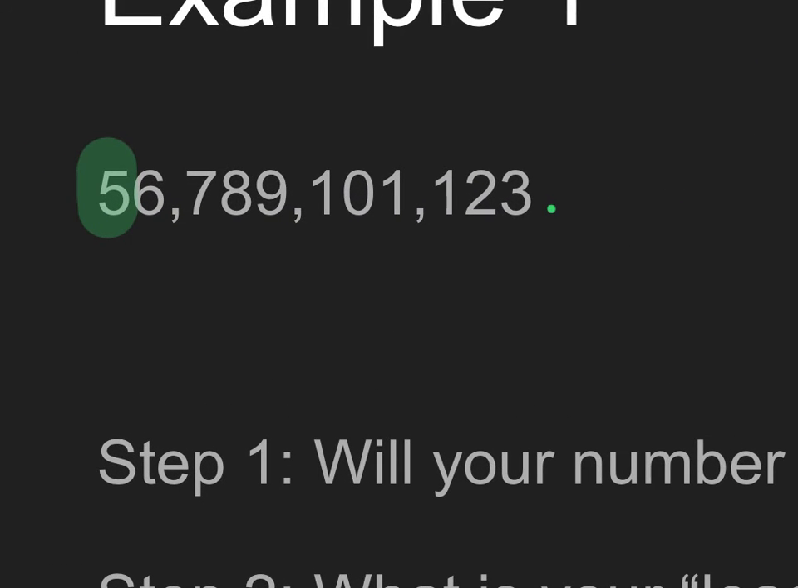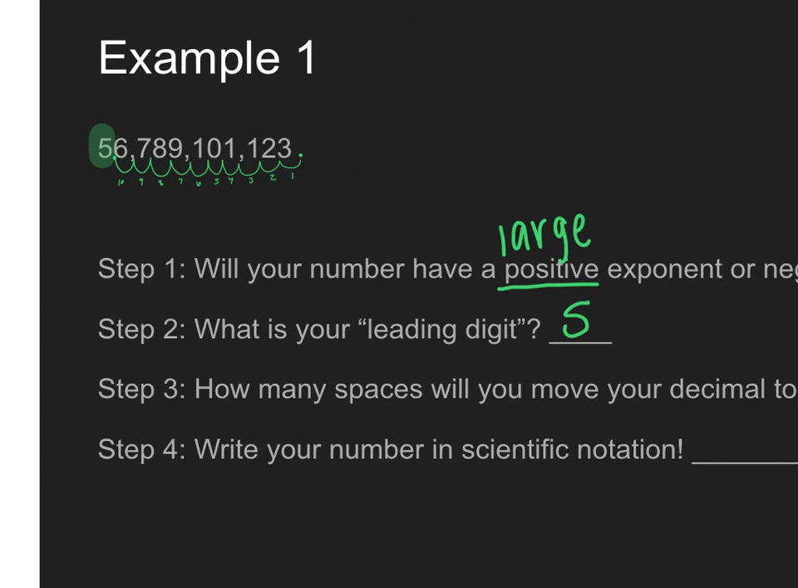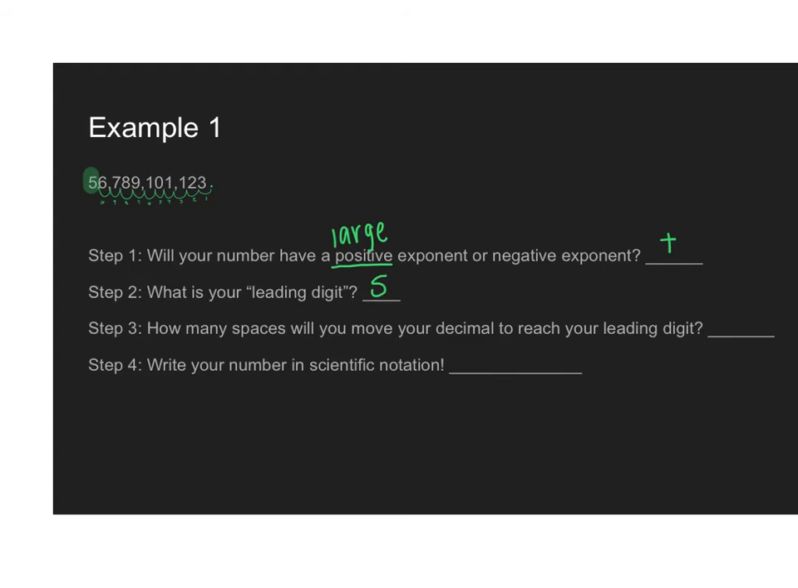I'm going to zoom in for this. You literally are going to make these bumps: 1 space, 2 spaces, 3 spaces, 4 spaces, 5 spaces, 6, 7, 8, 9, 10, and now I have reached my leading digit. Make sure you counted these correctly because we're going to be using this later. 1, 2, 3, 4, 5, 6, 7, 8, 9, 10. I moved it 10 spaces to the left. So I'm going to write that in. I moved it 10 spaces, and that is going to become my exponent.